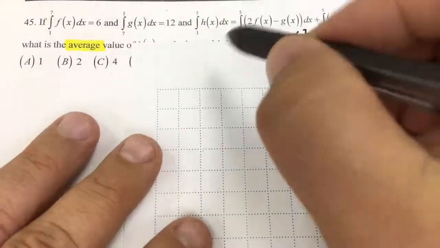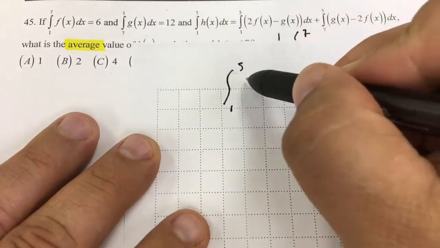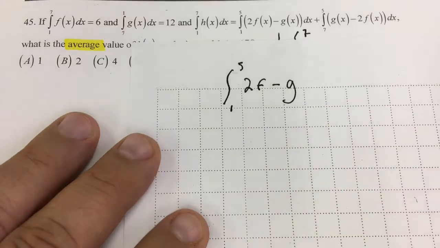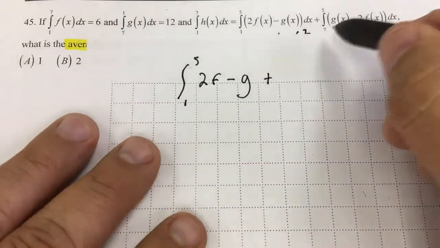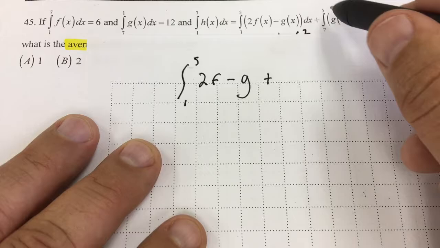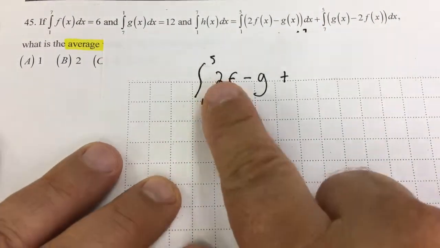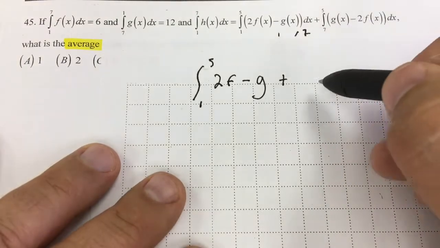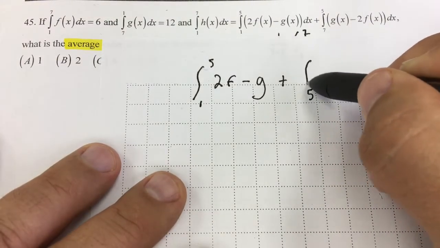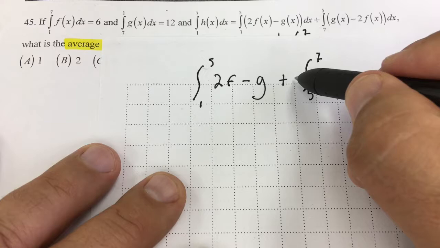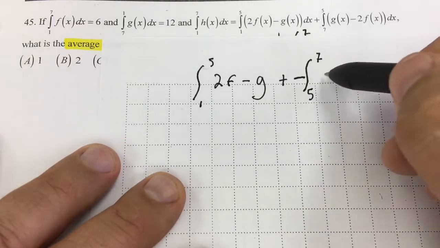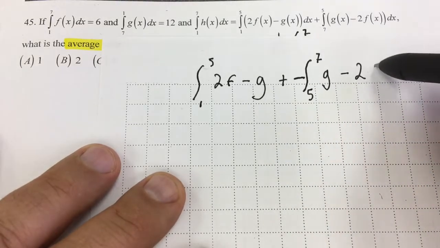And notice I have the integral from 1 to 5 of 2f minus g, plus the integral from 7 to 5. Well, I need it to be from 5 to 7. I need it to look like this: from 1 to 5, 5 to 7. And they're giving it to me 1 to 5, 7 to 5. So I'm going to rewrite that as 5 to 7. But when I do that, I have to change this out front to a negative. So that's going to give me plus minus g of x minus 2f.